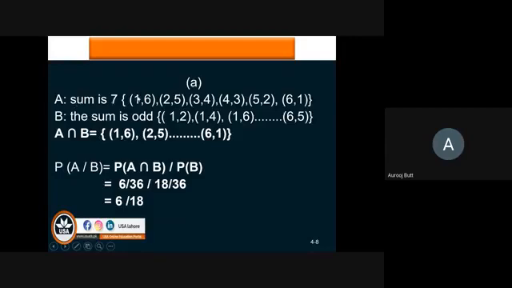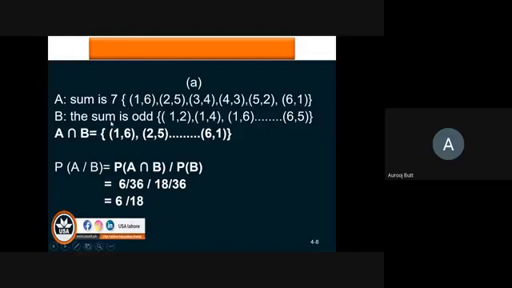The sum is 7 means you added both and the sum came to 7. 1 plus 6 is 7, 2 plus 5 is equal to 7, 3 plus 4 is equal to 7, and so on up to 6 plus 1 equal to 7. So you need to enlist the sample points that will result in the sum of 7.